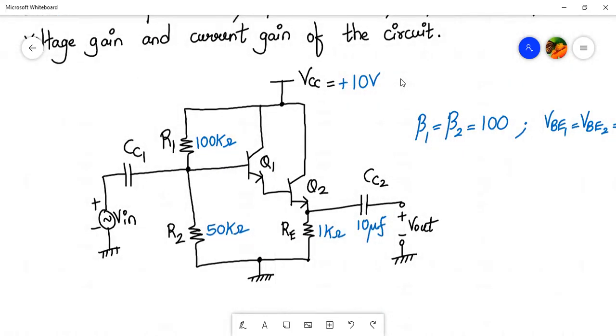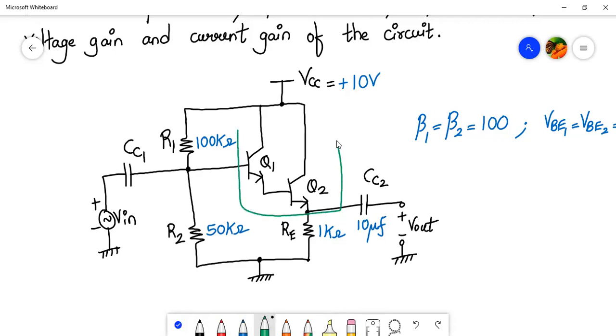So it's a configuration of an emitter follower amplifier employing a Darlington pair. Let me highlight the Darlington pair for you all. This is my Darlington pair. This is the Darlington pair transistor. And what's the feature of the Darlington pair? It has a very high current gain.